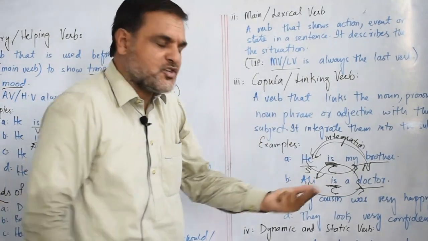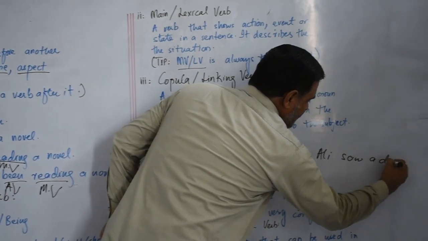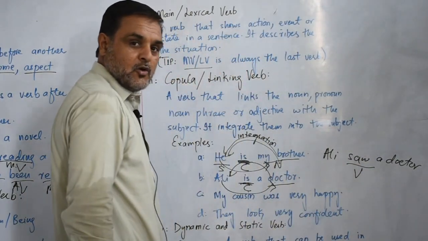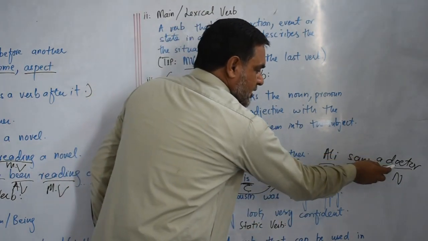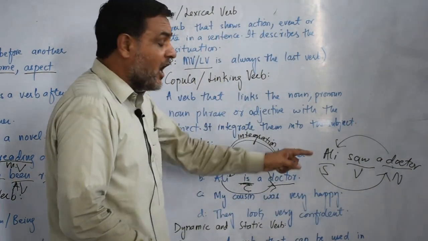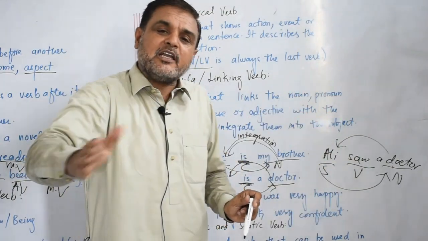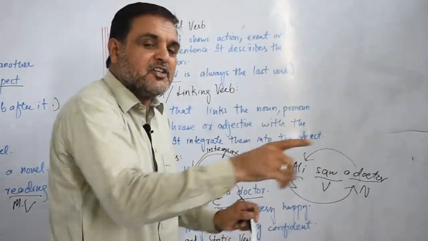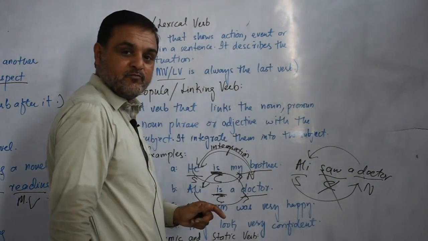Let me now contrast it with this one. Ali saw a doctor. So now this is the verb. This is a noun and this is the subject. Now tell me, is this Ali? Is Ali this doctor? No, not at all. Ali is a different person and the doctor is different. Ali saw a doctor. So Ali is one participant, one individual, one person, and the doctor that he saw is another one. They are not the same. So that's why this verb will not be called a copula. It can never be called a copula.